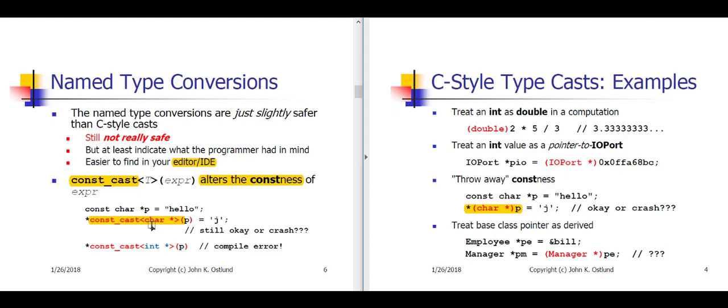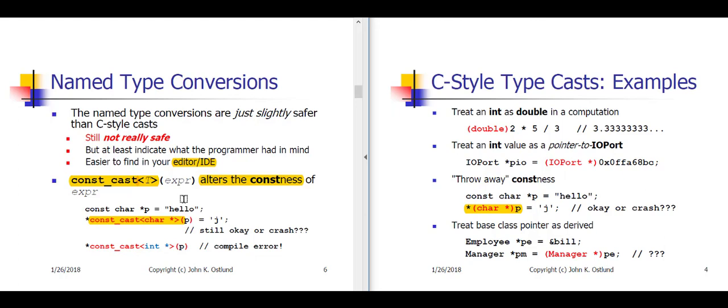The way you use const_cast is to give the data type that you want to convert to in a pair of angle brackets, and then the expression that you're trying to convert is put in parentheses following the angle brackets. So const_cast, open angle bracket, char star, close angle bracket, and then paren P is how you indicate that you want to take P and convert that to a pointer to char.